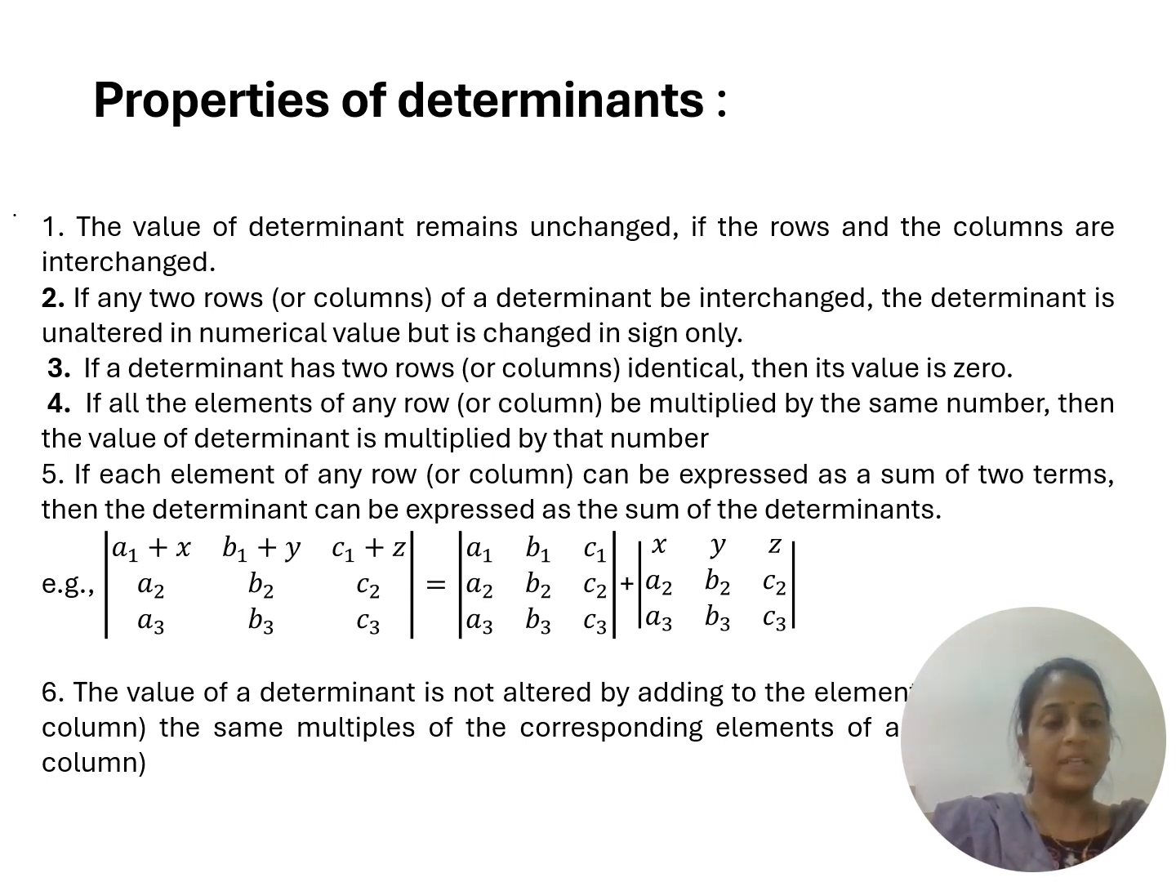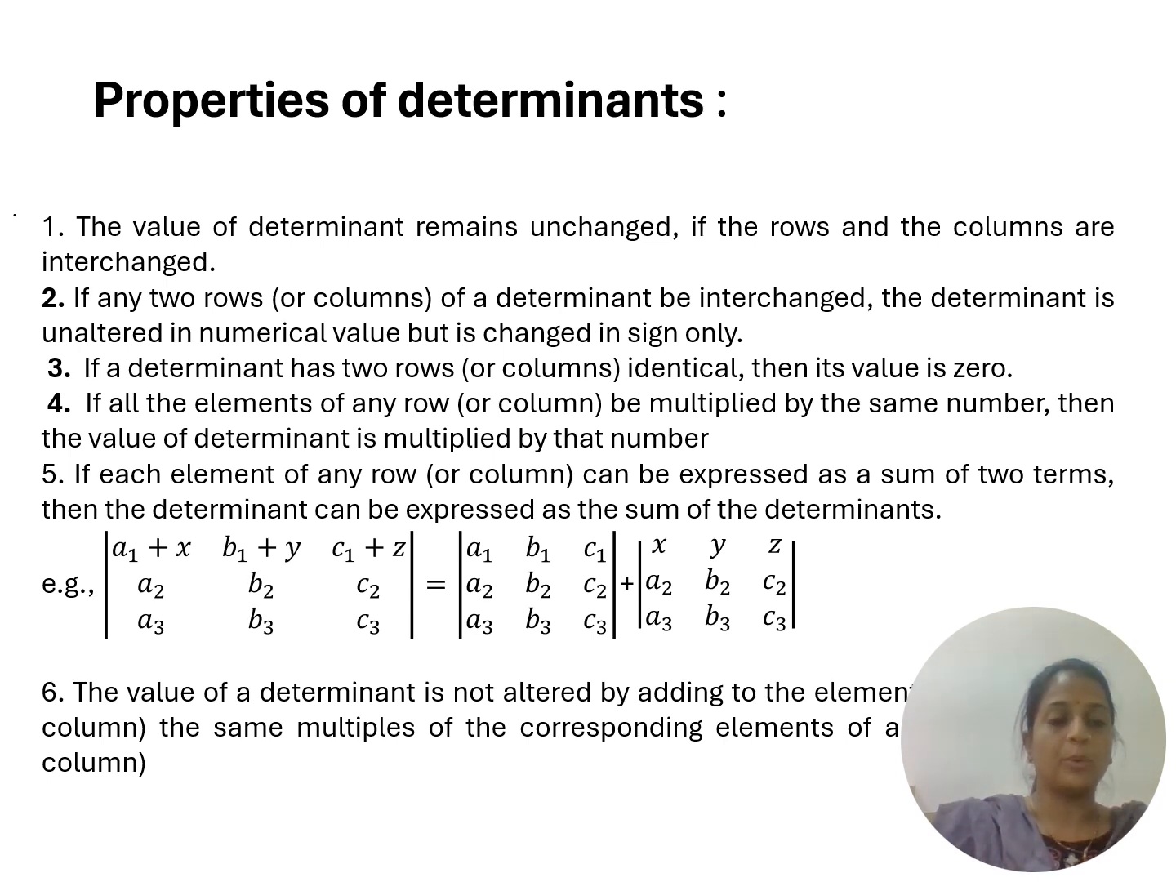Next, fifth property: if each element of any row or column can be expressed as a sum of two terms, then the determinant can be expressed as the sum of two determinants. For example, the determinant with columns (a1 + x, a2, a3), (b1 + y, b2, b3), (c1 + z, c2, c3) equals the determinant (a1, a2, a3), (b1, b2, b3), (c1, c2, c3) plus the determinant (x, a2, a3), (y, b2, b3), (z, c2, c3).